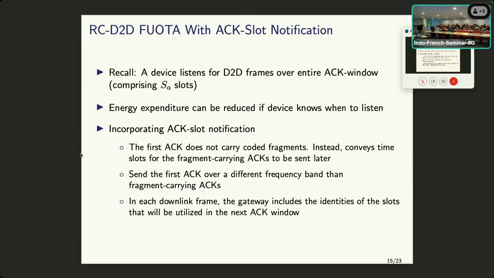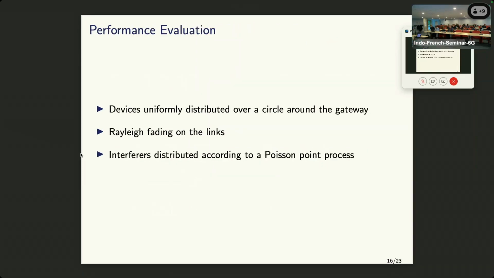Then, in the next packet that the gateway is going to send on the downlink, it is going to include that information. It's going to include the slots within the next ACK window that are going to be used by different sensors for their own D2D transmissions. That way, the other sensors who are not finished yet know when to open their receive window. So these are the two ideas.